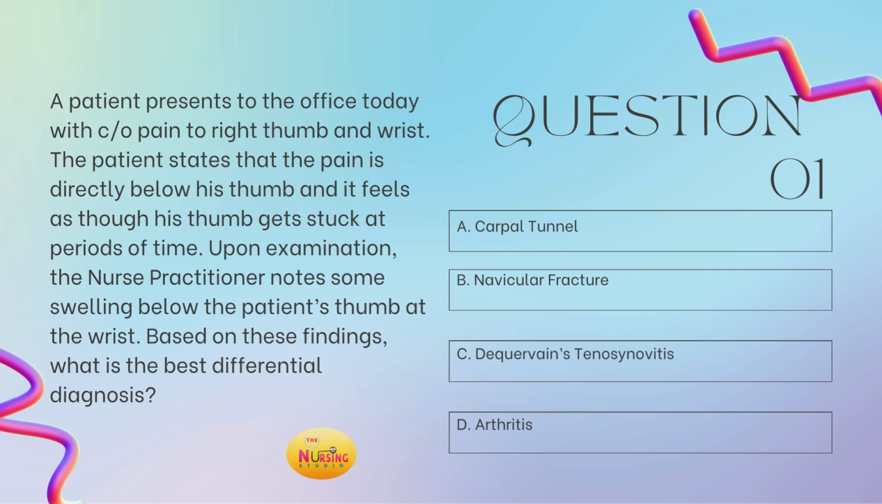C, de Quervain's tenosynovitis. That is the best answer. Think about what de Quervain's tenosynovitis is. That is where that tendon is actually inflamed right beneath that thumb region. So classic presentation is they have that thumb and wrist pain. There may be some swelling right below that thumb at the wrist area. And they commonly may describe it as when they're moving that thumb around, it feels as though it gets stuck here and there. Okay. So C, de Quervain's tenosynovitis.